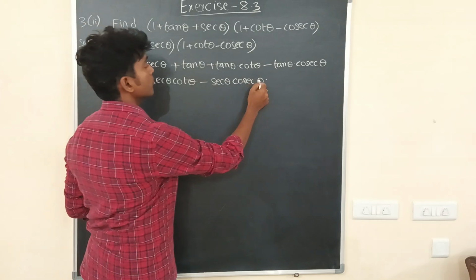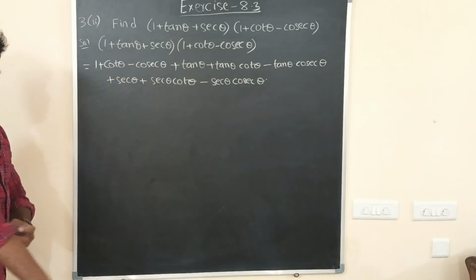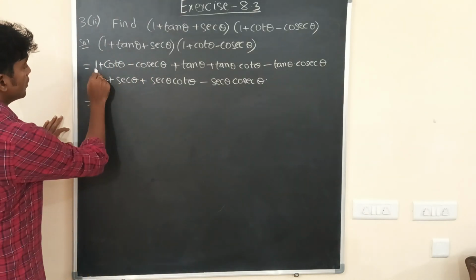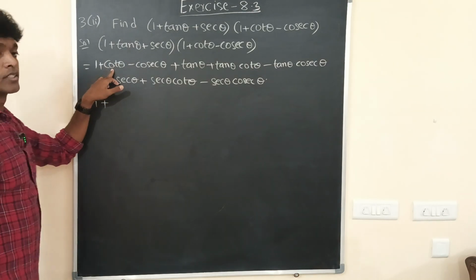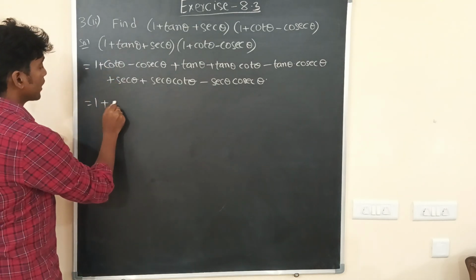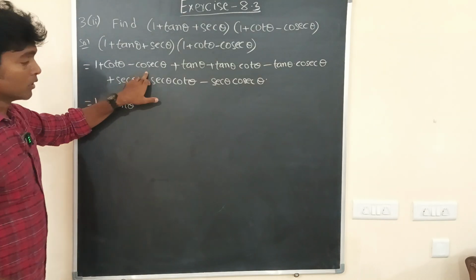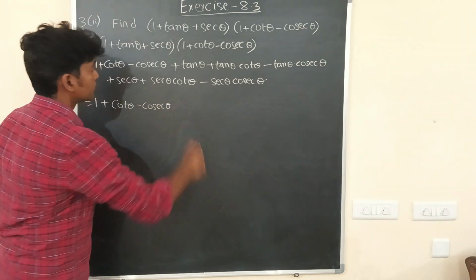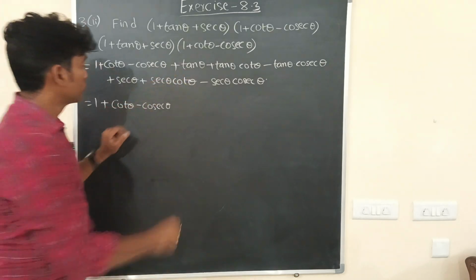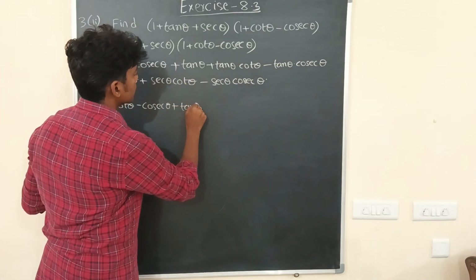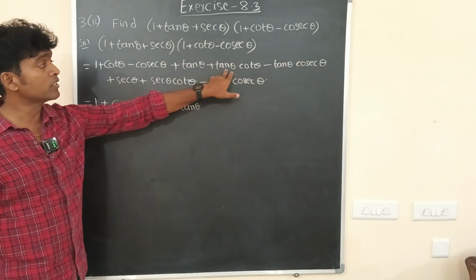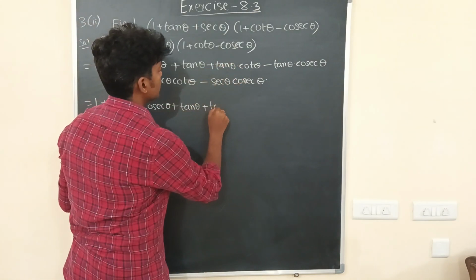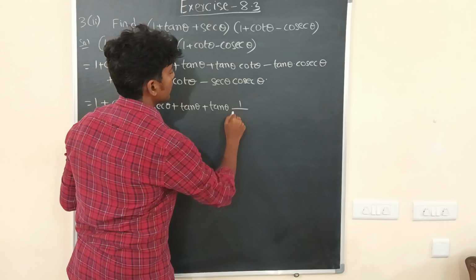This is the second step. The main logic we have to use is: 1 plus, this is a single term, so write as it is, cot theta. This is our single term, cosecant only is there, so minus cosecant theta. This is our single term tan theta, so plus tan theta. Now this has two terms, tan and cot, so write cot as the reciprocal of tan, 1 by tan theta.